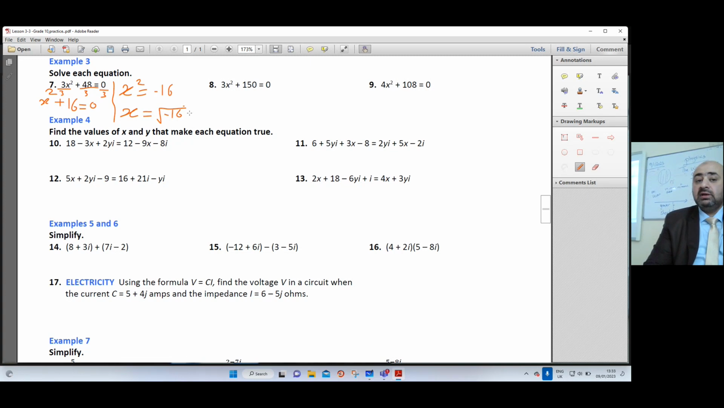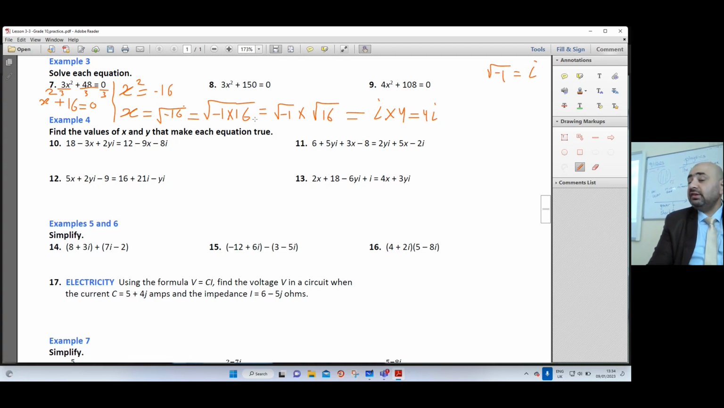How to solve this problem? As you remember, the square root of negative 1 equals i. So negative 16 means negative 1 times 16. Then you can write the square root of negative 1 times the square root of 16. The square root of negative 1 will be i, and the square root of 16 will be 4. So the answer will be 4i. This is the solution of this equation.